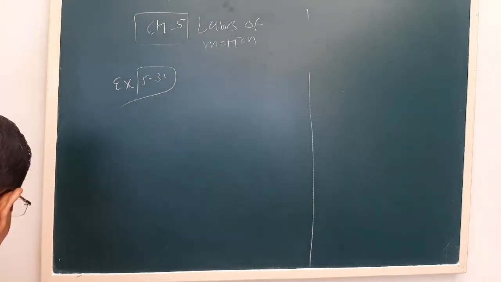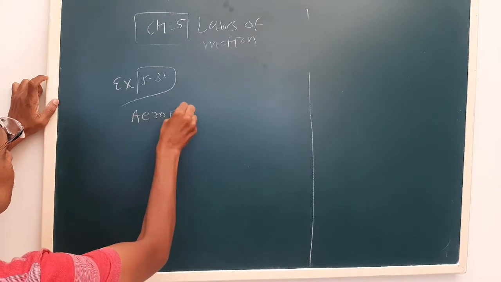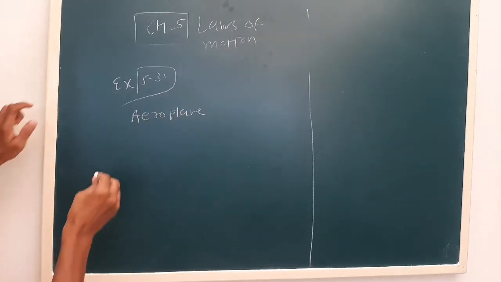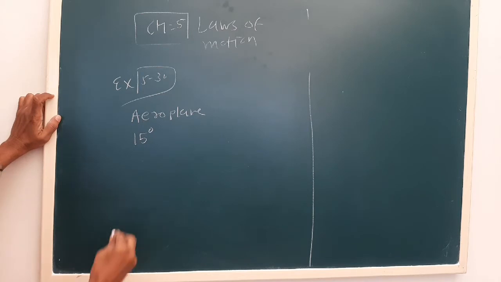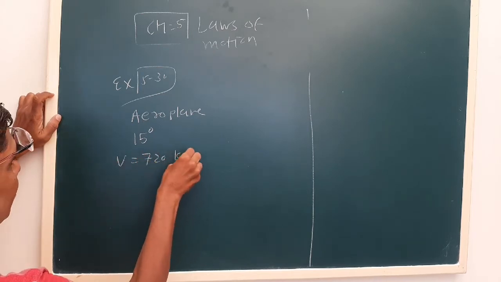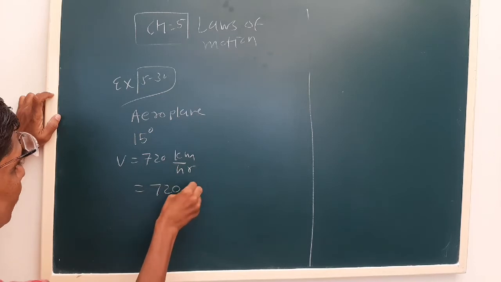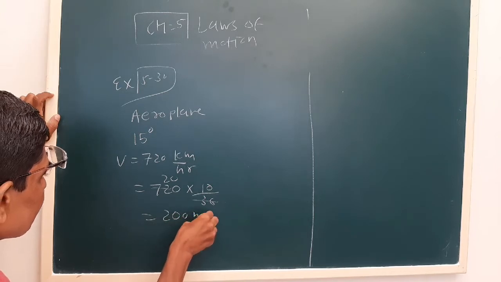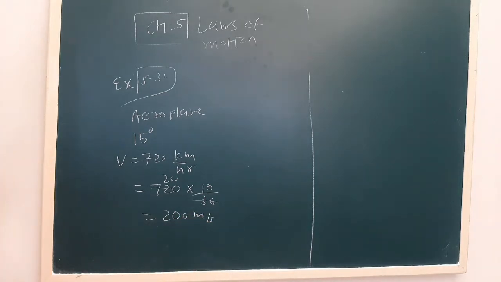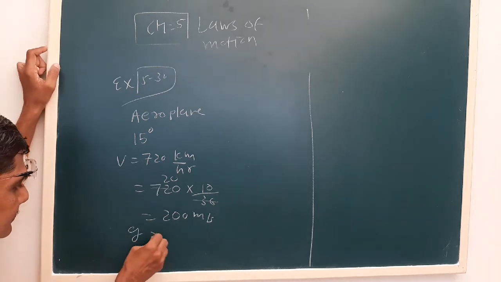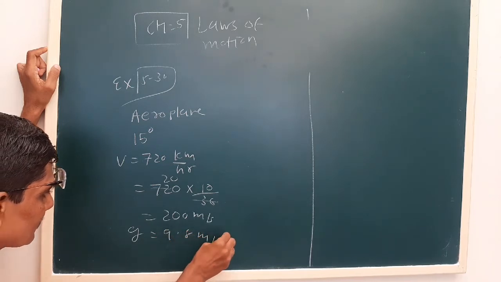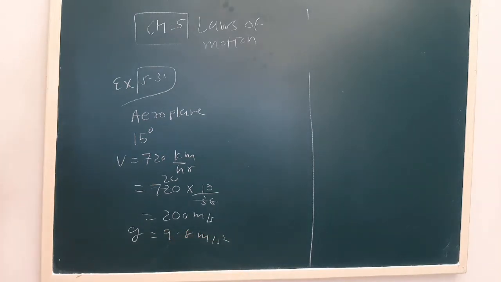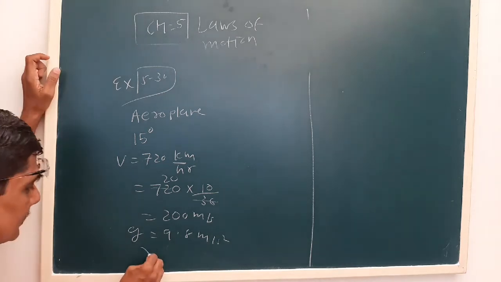See, an aeroplane is tilted at an angle of 15 degrees and moves with a speed of 720 km per hour. We convert 720 km per hour into meter per second. Now see, it moves on a circular path. g is given as 9.8 meter per second square. What will be the radius of that circular path?